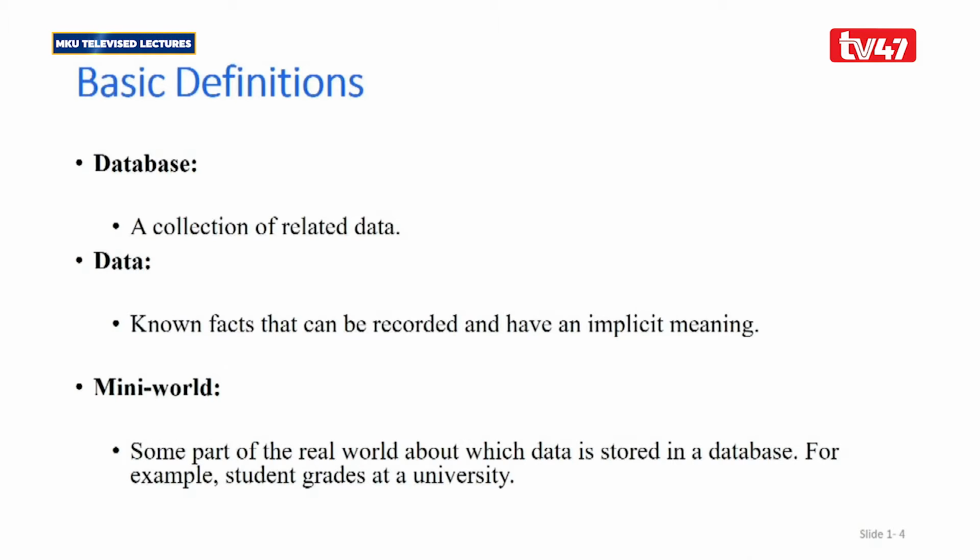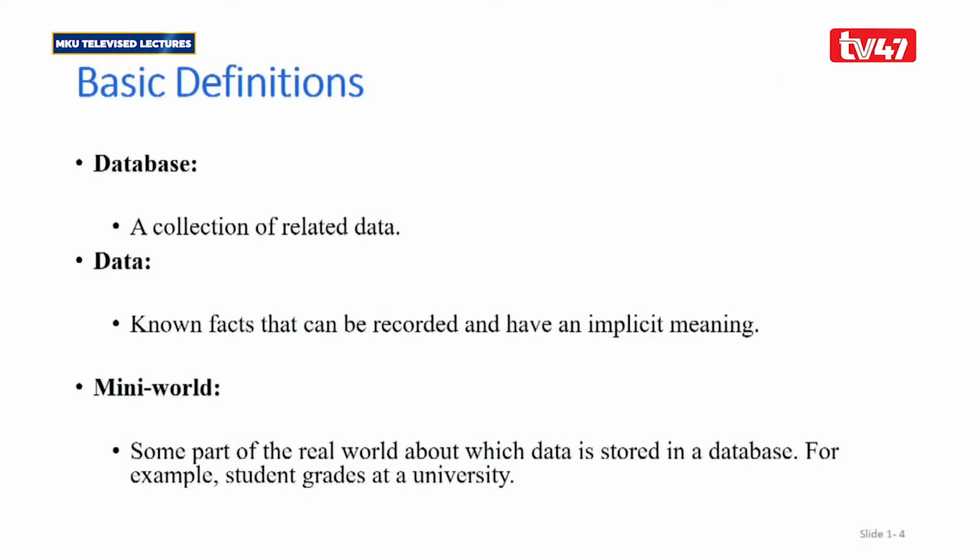Data, normally we say data are known facts that can be recorded, and they usually have an implicit meaning until you process them. So basically, data is raw facts. They are raw facts which don't make sense until they are processed. So a database will store the data as it is, that is raw data, for further processing.